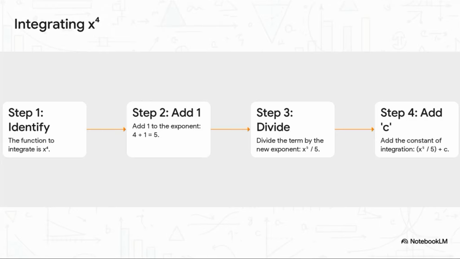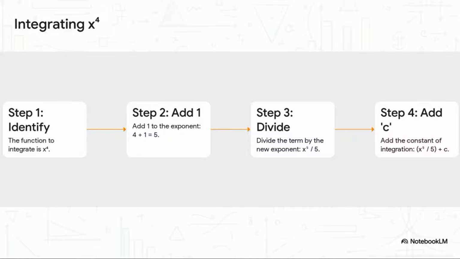Let's just walk through a really quick example to see how easy this is. Let's say we want to integrate x to the fourth power. Okay, so we follow the rule. First, we add 1 to the exponent, so 4 becomes 5. Simple. Then we divide the whole thing by that new exponent, 5. And last, we just tack on our friendly constant of integration, c. And that's it. We found the integral, and we didn't have to think about a single rectangle.